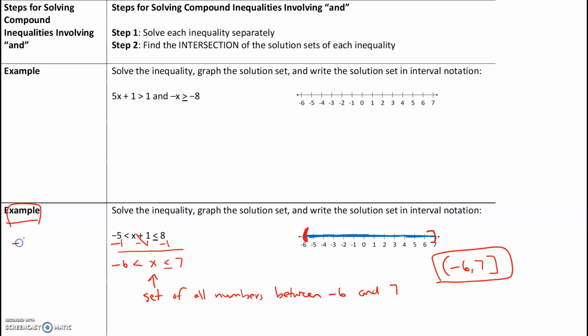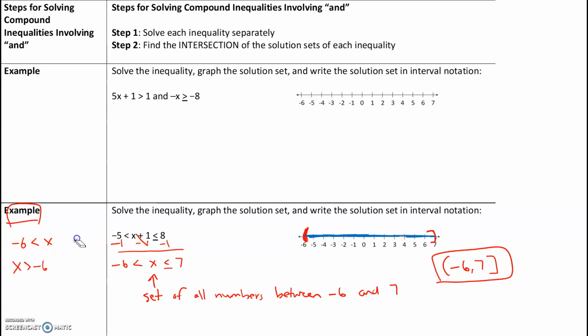Our inequality is negative 6 less than x less than or equal to 7. Let's say that I just take the left part of this inequality, negative 6 less than x. Now we know that our variable needs to be on the left side. It can't be on the right. So we're going to flip the whole thing to make the variable go on the left. So this says x greater than negative 6.